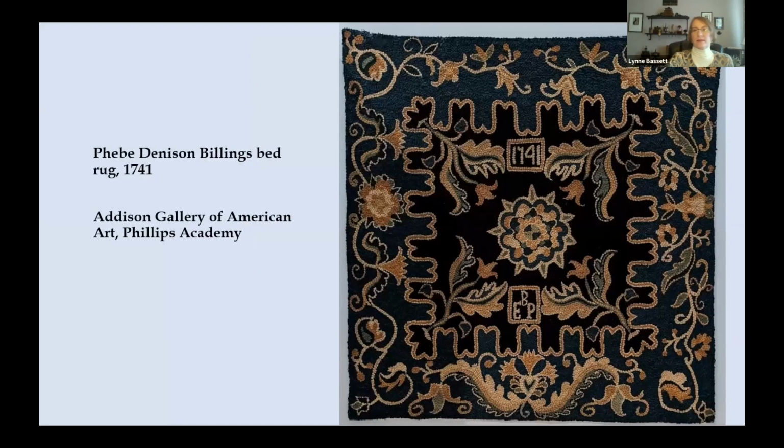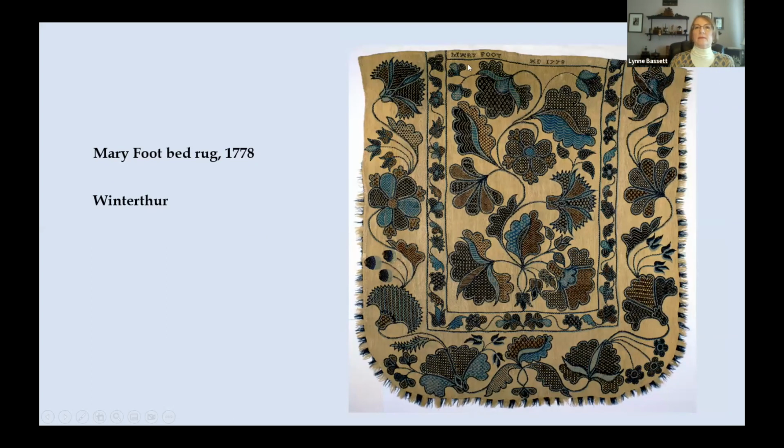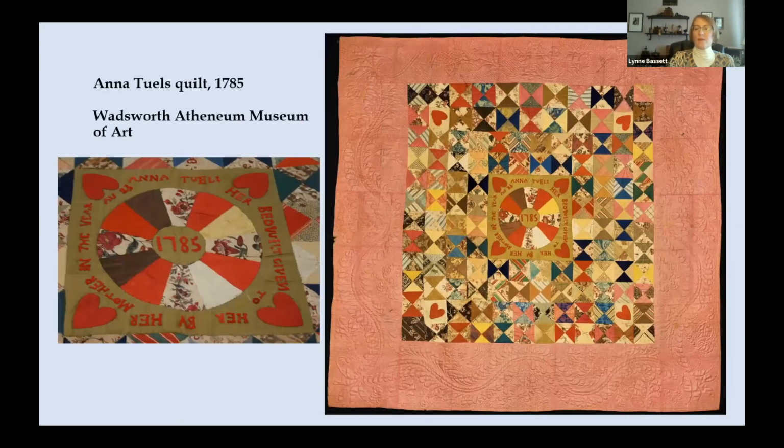And so we see, for instance, bed rugs of the 18th century are commonly marked with a date and initials of the maker. And you often see items marked in this way. This was made by Phoebe Billings, but it's marked EPB. So that's Ebenezer, her husband, and then Phoebe, and then Billings. So that's how these monograms work. And Mary Foote was kind enough to put her whole name and the date on her bed rug. And then we talked about Anna Tools.